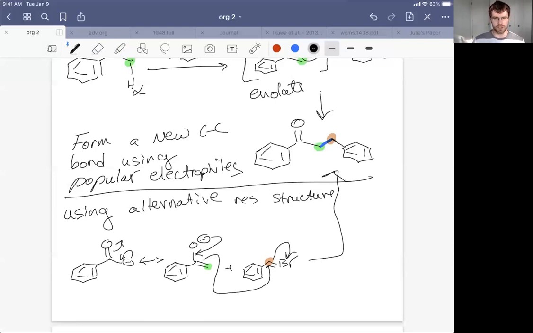Okay, so that'll do it for this lecture. In the next lectures, we'll pick this up with some more advanced chemistry, namely the aldol reaction and aldol condensation reaction, which involve enolates.